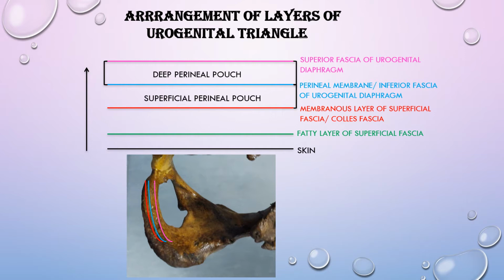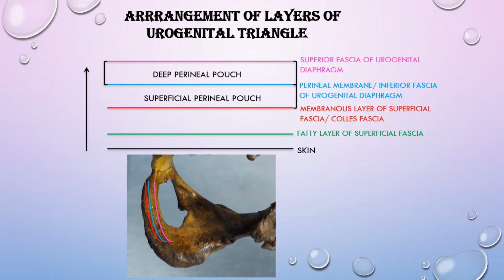If you carefully observe this diagrammatic representation of the layers of the urogenital triangle, there are two spaces here. There is a space between the Colles fascia and the perineal membrane that is called the superficial perineal space or pouch. It contains blood vessels, nerve fibers, and muscles.